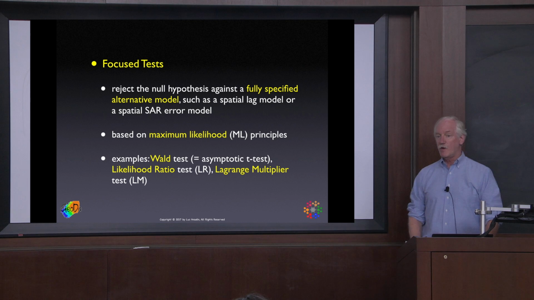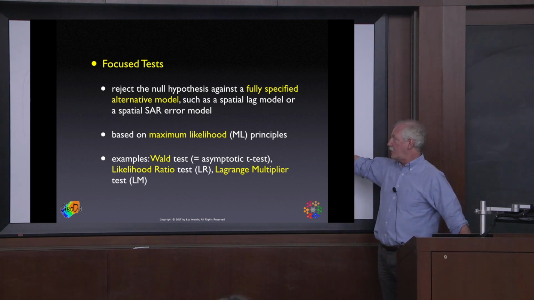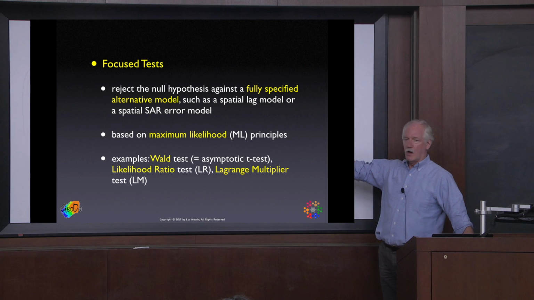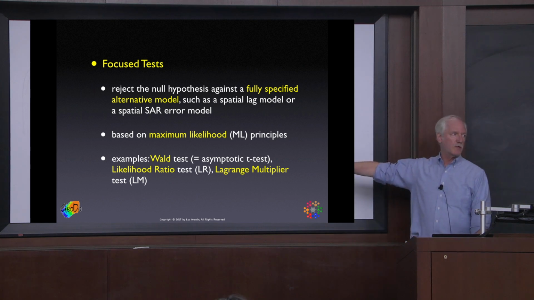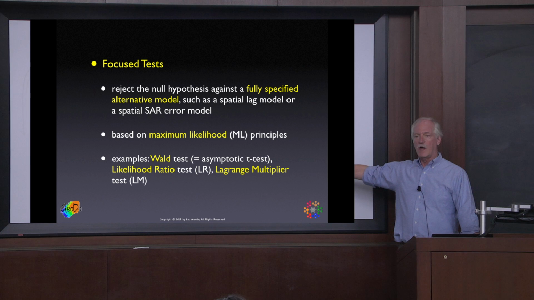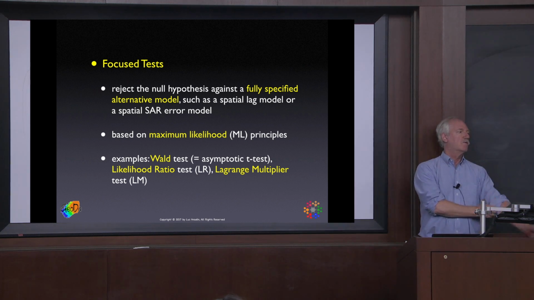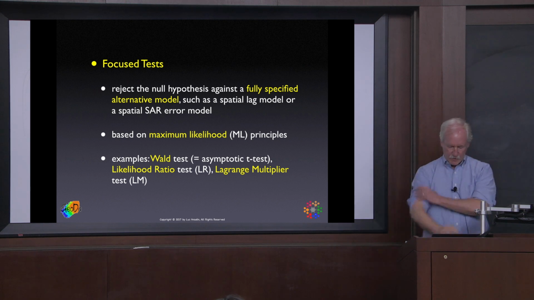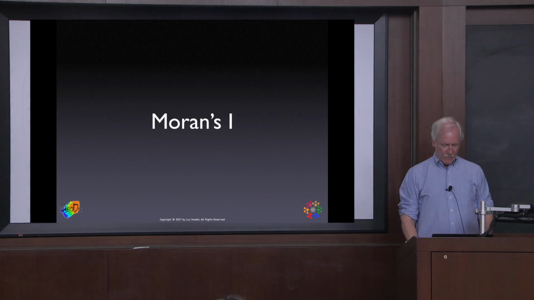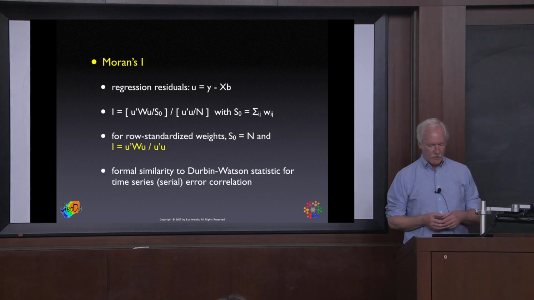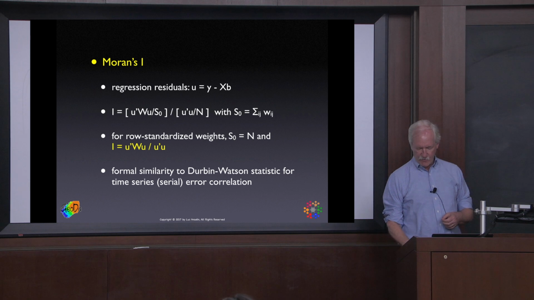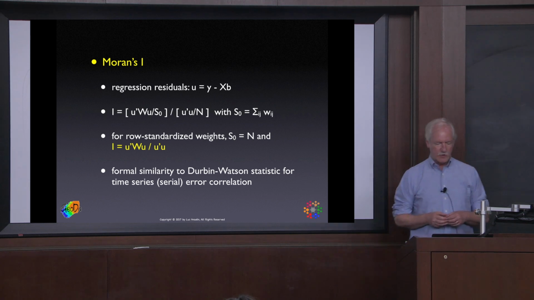So the tests that we will see based on the maximum likelihood principle are a Wald test, which you may not know under that name, but you probably do know as the asymptotic t-test, and you definitely know the t-test; the likelihood ratio test; and a Lagrange multiplier test or Rao score test, which you may be less familiar with, but we'll go over all that stuff. Okay, first, a diffuse test, Moran's I, and a little bit of algebra here, just to give you a flavor of how this stuff works and how it's all put together.